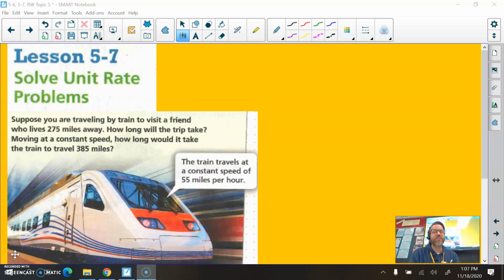Everybody. Today we're going to be looking at section 7 of topic 5. We will be solving unit rate problems, and you will want to use a calculator.